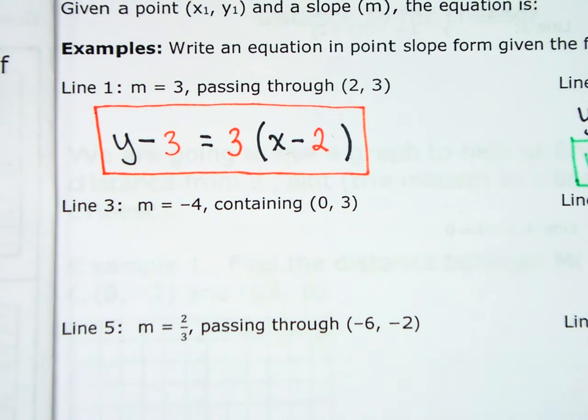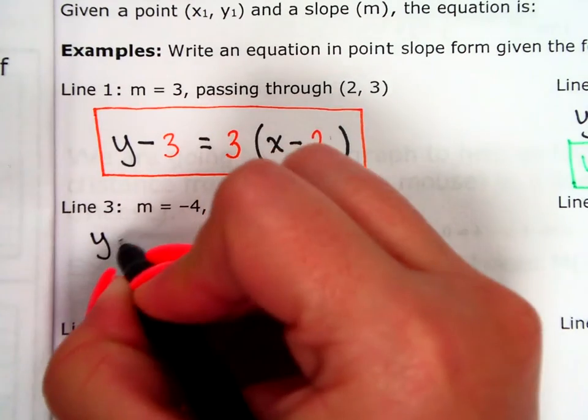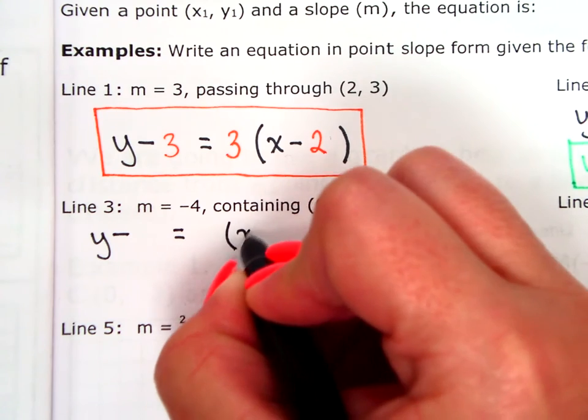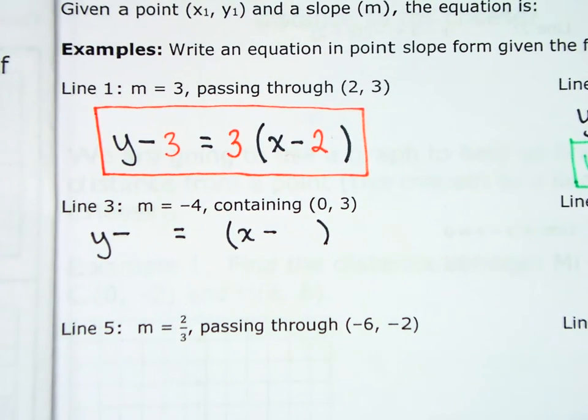Now here's an example with a 0. Remember I said if we had zeros we're going to have to simplify it, so I know I'm going to have to simplify this one. So I'm going to start real small. Y minus equals parentheses x minus parentheses. I left my 3 spaces.